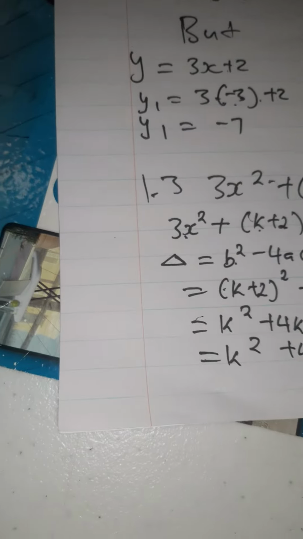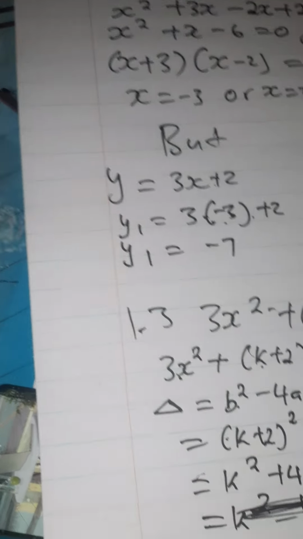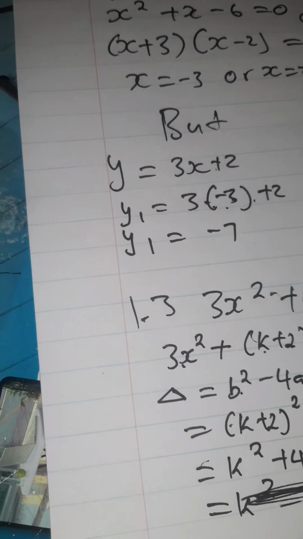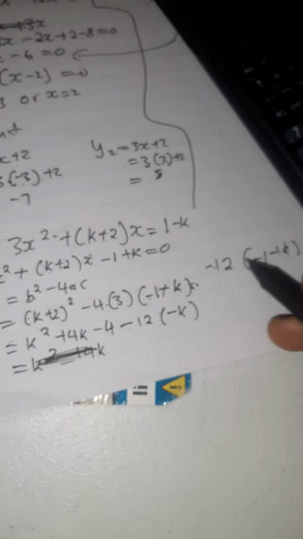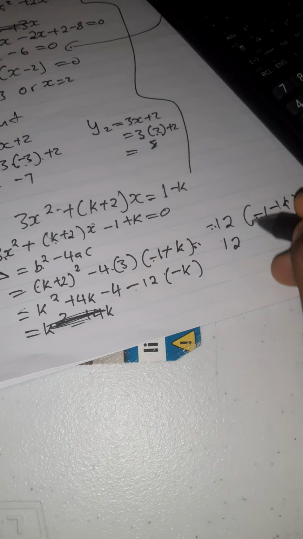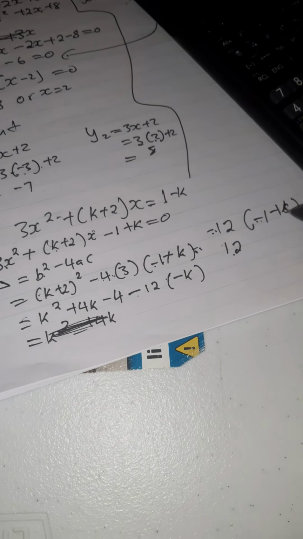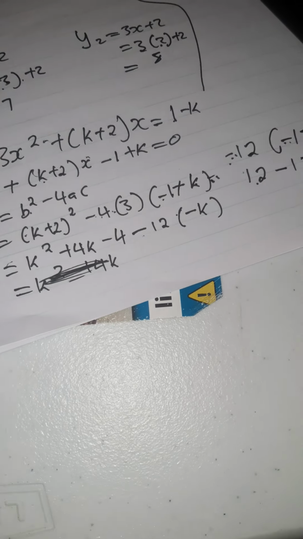Wait, let me check something here. Oh, sorry, I made a mistake here, because it must be negative 1 plus k. I forgot something here, so let's check, guys. Negative 4 times 3 is negative 12, times (-1 + k). So negative 12 times negative 1 is 12, because a negative and a negative is a positive. And then this plus k: a negative and a positive is a negative, so it's 12 times k, which is 12k.